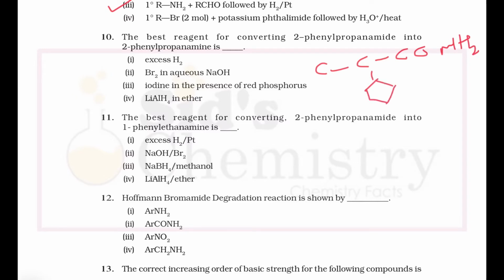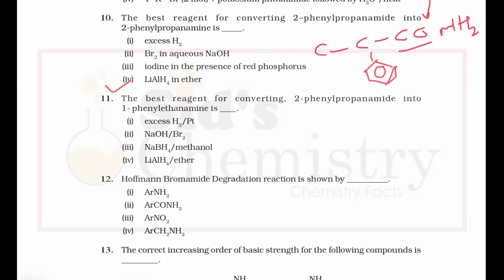Now if you want to convert this compound into 2-phenyl propanamine, then this C=O group must be converted to a CH2 group, and this can be done by a strong reducing agent. So option 4, lithium aluminum hydride, is the correct answer for this question.